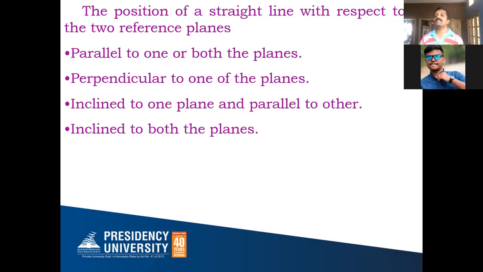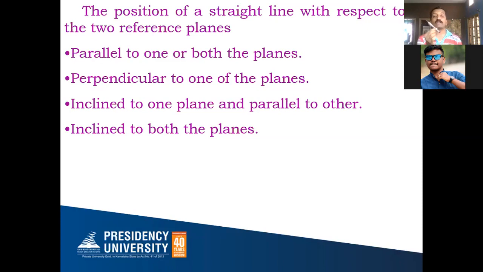The last case is inclined to both the planes. This is what we're going to discuss with a few examples, wherein the line is inclined to both the planes. That means we have to keep the line in this way. Now it is neither parallel to VP nor parallel to HP. It has inclination with respect to both the planes. So even the top view has an apparent length, and the front view also has an apparent length.